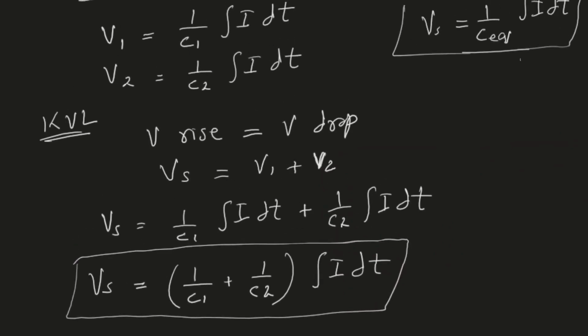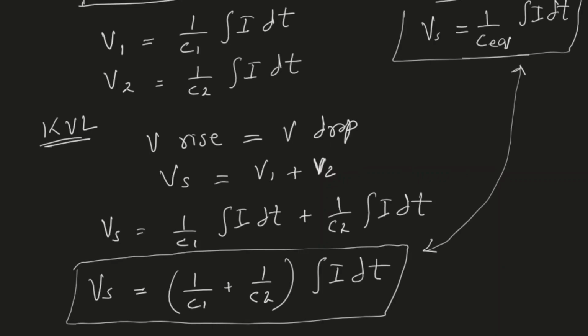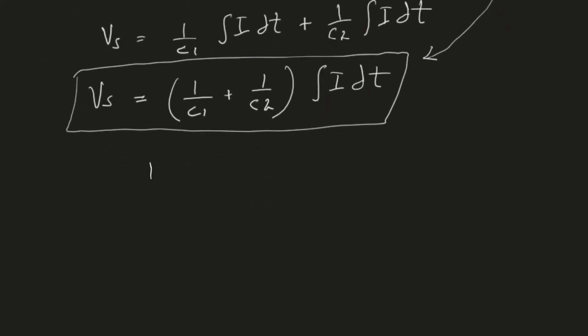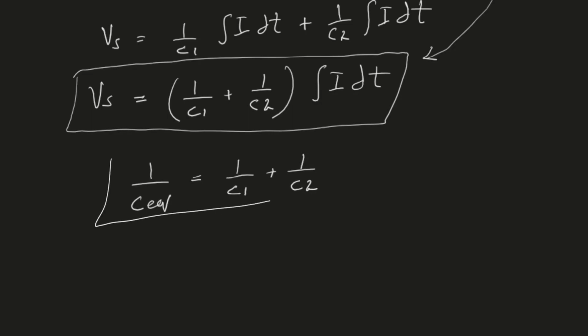Now, all we need to do is to compare these two equations. So you see, what is C equivalent? 1 over C equivalent is this quantity in the parentheses, right? So therefore, I can now say that 1 over C equivalent is 1 over C1 plus 1 over C2. So this is our proof of capacitors in series. When you have capacitors in series, the equivalent capacitance is calculated this way. This is similar to the combination of resistors in parallel. The way we calculate parallel resistance is the same method for calculating series capacitors.